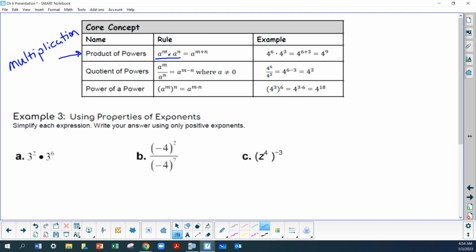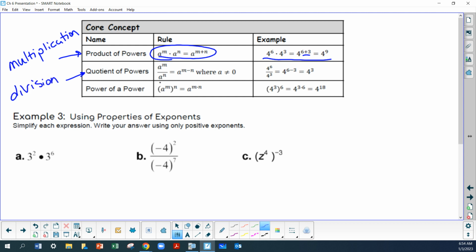I have a to something and a to something different. What we would do with those exponents is add them. So I would add to your notes, a to the m times a to the n gives us a to the m plus n. If you need a precise example, I gave you one: 4 to the 6 times 4 to the third equals, we will add those exponents, 6 plus 3, which would give us 4 to the ninth.